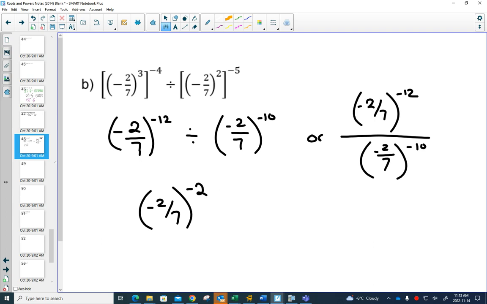Negative 2. Okay? Why are you subtracting? Or adding? Yeah, these are your grade 9 exponent rules. This is exponent rule number 2, quotient.